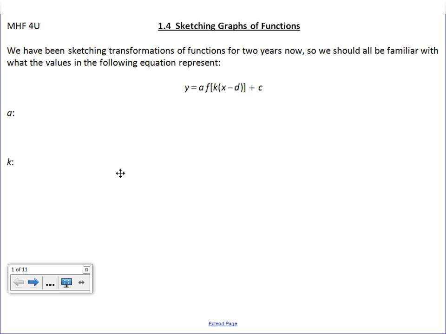I don't know what this was referred to before. I call it kind of your sketching template or transformation template, where f can be any function, but the a, k, d, and c will be replaced by numbers. And you have to know how to interpret what those numbers indicate, what transformations have occurred. So let's go through them. So for a, when you look at the value of a, what transformations are indicated by that value?